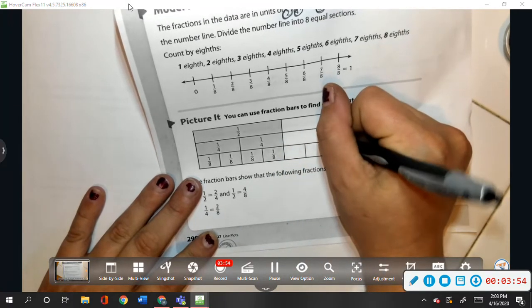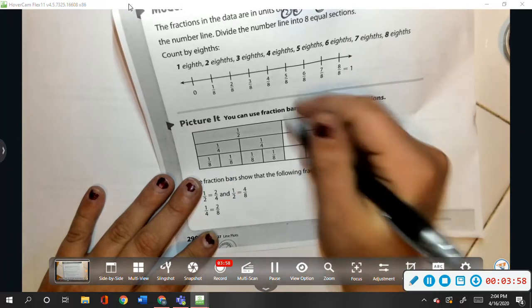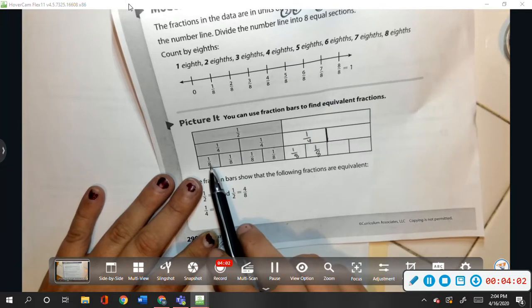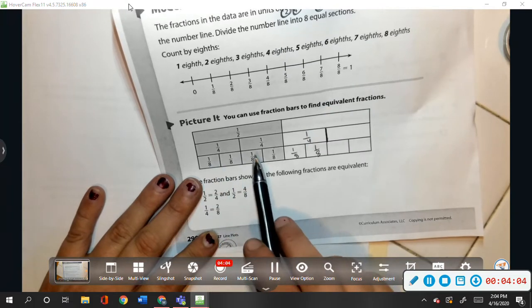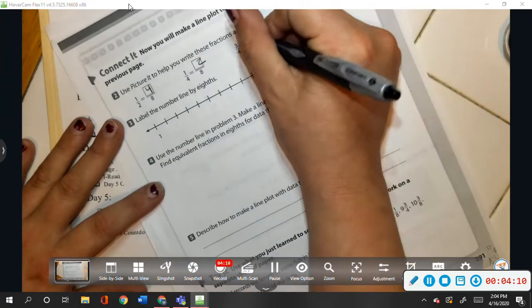If 3/4 would be right here, each of these is an eighth. 3/4 would be equal to how many eighths? 1, 2, 3, 4, 5, 6. It would be equal to 6/8.